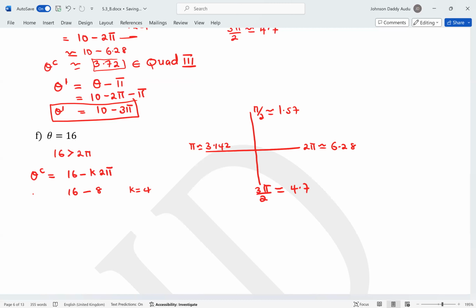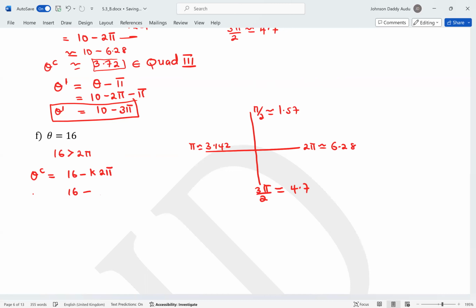You have 16 minus 8 pi. So 16 minus 8 pi is just going to be what? It's going to be 8 times 3.14 something. So you see this is going to be a negative number. So it means you can't take k to be 4. That's too big because we still want to have a positive number. All right, so we have to reduce the k.